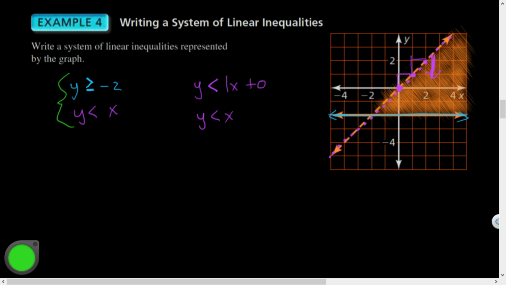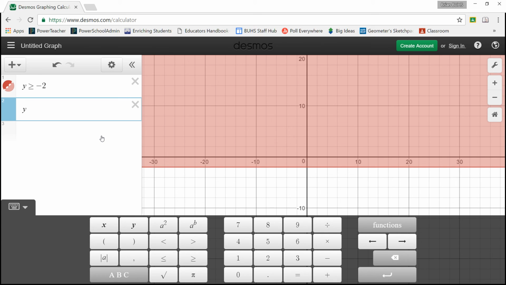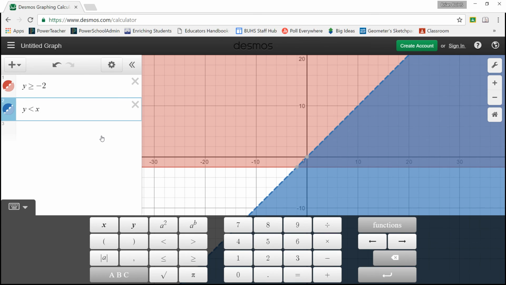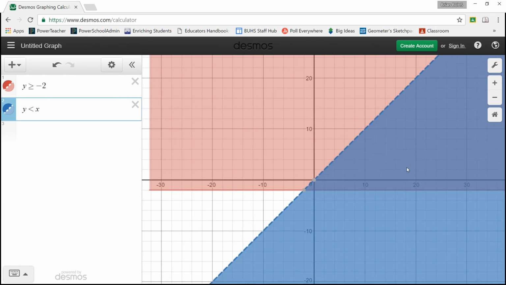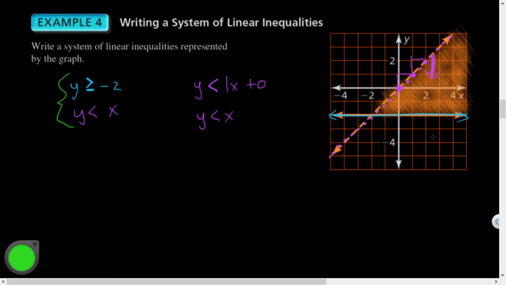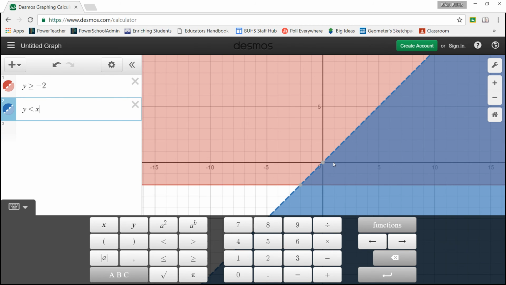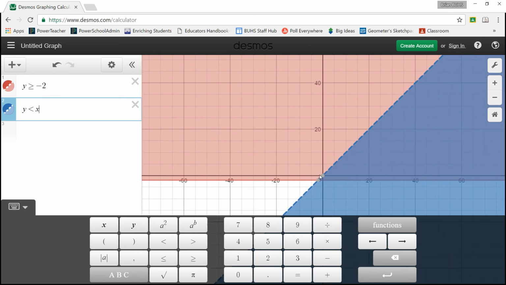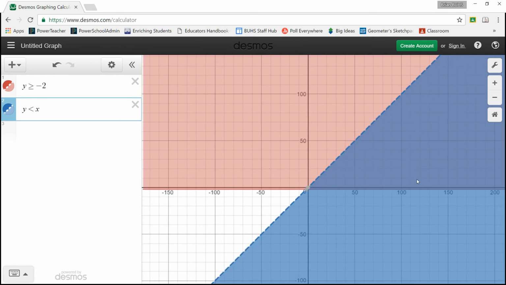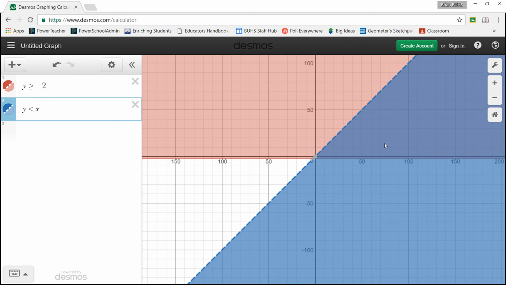The other one was y is less than x. So I'm going to write y less than sign x. And notice it even gives me the dashed line and the shading, and you can see the common shaded region. That does appear to be a match to the graph that they gave us, right? I could continue to zoom out and see all of the solutions that work for it. That's pretty cool.